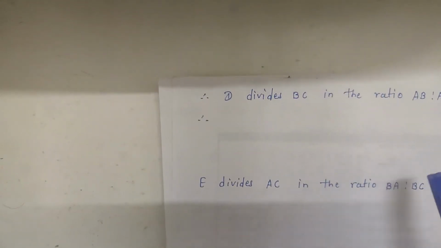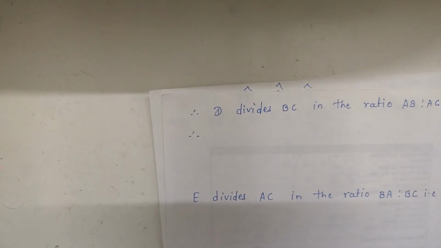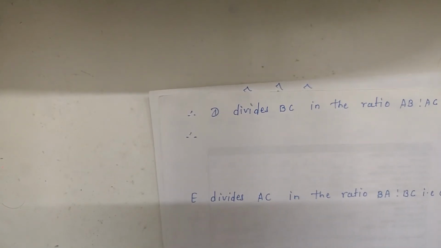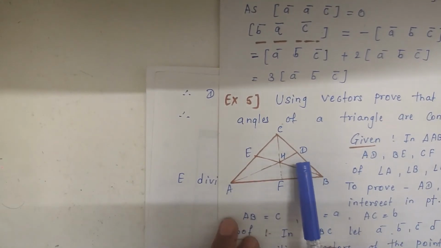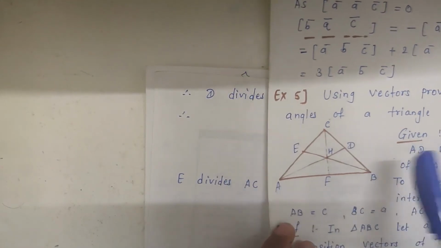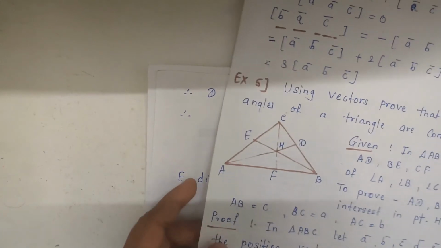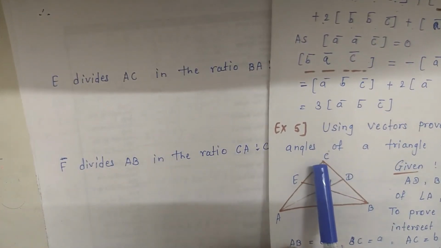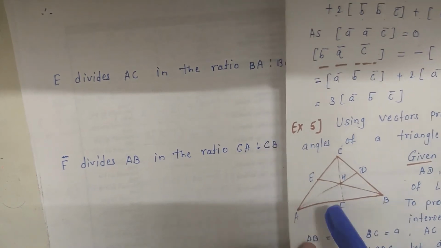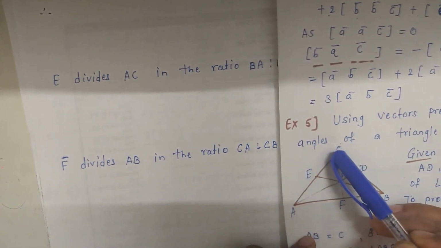Now the next step is: here D divides BC. We know that using the theorem, D divides BC in the ratio AB to AC.